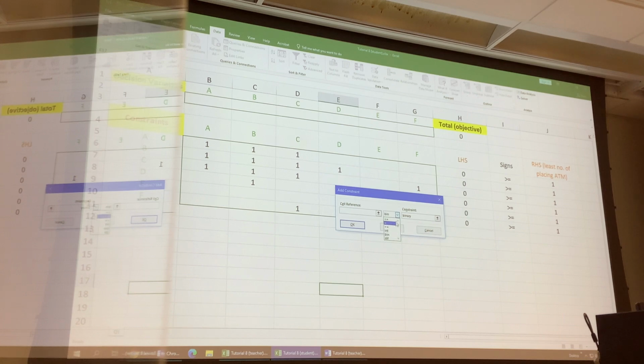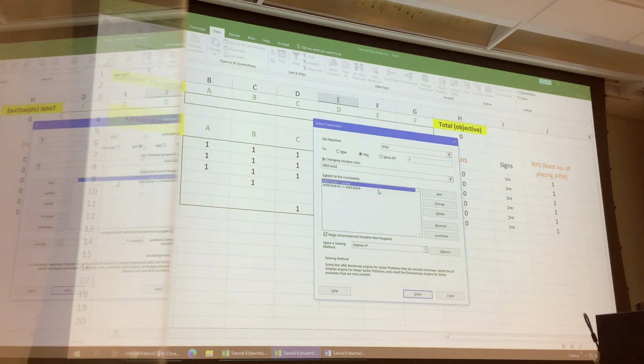Put it downward, you have the drop down gallery and the 5th one below the integer one. Okay, the 5th one. And then cells reference, decision variables, B2 to G2. You have to add it to show that it is the binary integer. If you encounter any binary integer questions, remember to add it. Okay, so that is the 2 constraints.